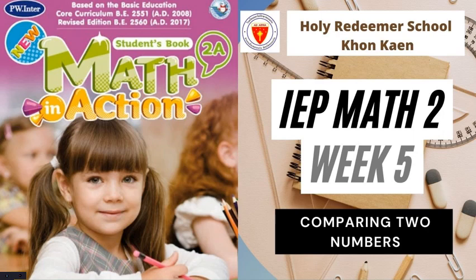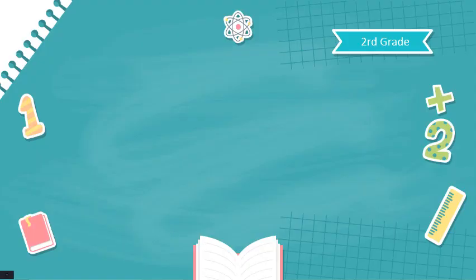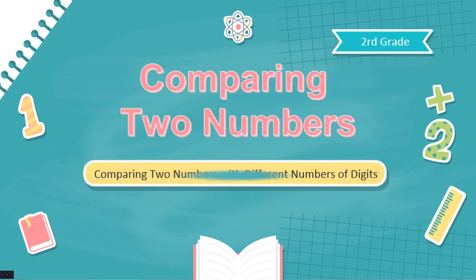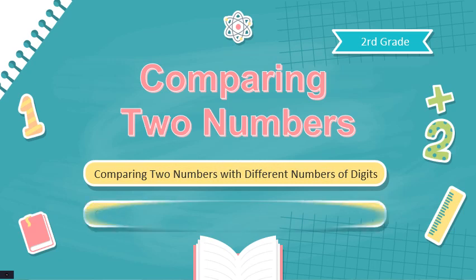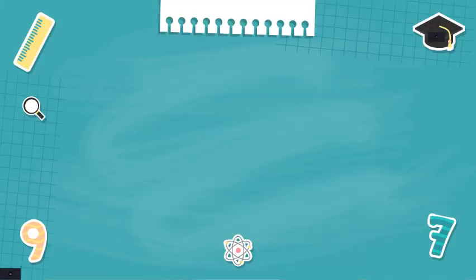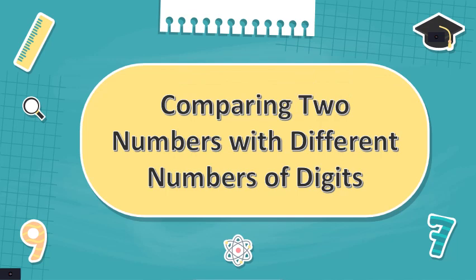Watch closely and listen carefully to our lesson for today. Are you ready? Let's go! Our lesson for today is about comparing two numbers with different numbers of digits and the same numbers of digits. First, let's talk about comparing two numbers with different numbers of digits.